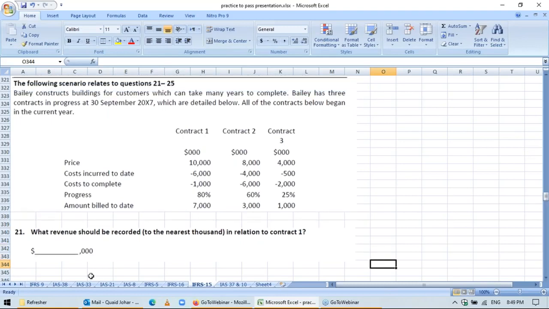Now, what do you say in question 21? This is about contract 1. Let's look at contract 1. The progress of work is 80%, and the price is 10,000. So what they're asking is, what revenue should be recorded in relation to contract 1? It's very simple. The revenue to be recorded is 10 million multiplied by 80%, the progress of work.